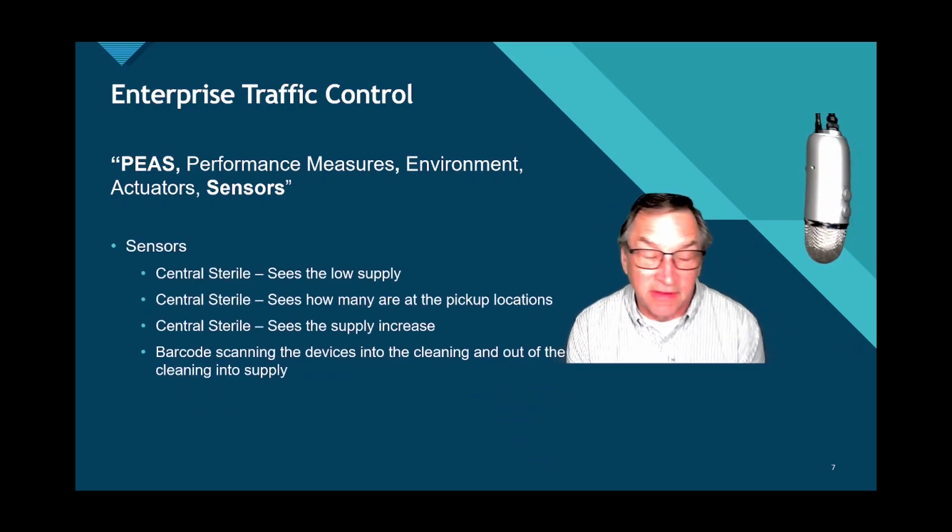In this example, we have the technician seeing that the supply is low with their eyes. We have them seeing how many of these IV pumps are at the pickup location. They can bring them back. They can see the supply increase. They have some tools, but for this, we're looking at sight and situational awareness. And then we did add in one piece of technology, some barcode scanning, just at the cleaning location to show the devices going in and out of the cleaning.